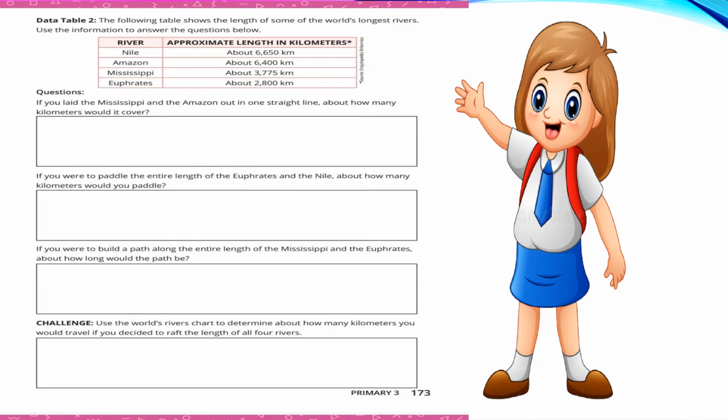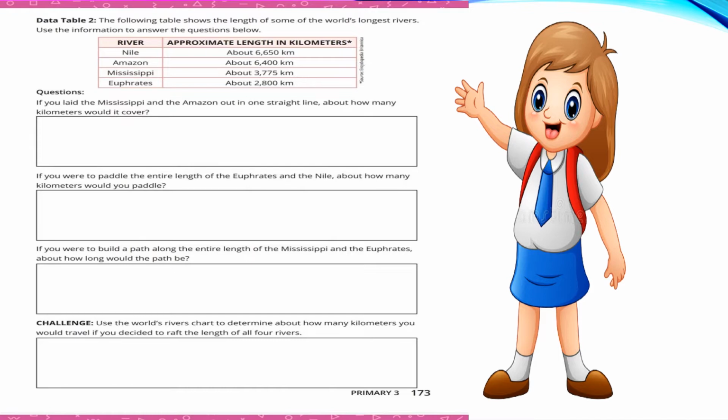Here we have another table. The following table shows the length of the world's longest rivers. Okay, look at the table here. We have two columns. The first column is about the river and the second column is about the length. Nile about 6,650 kilometers. Amazon about 6,400.